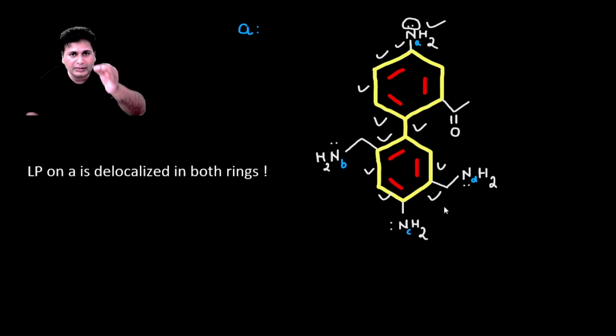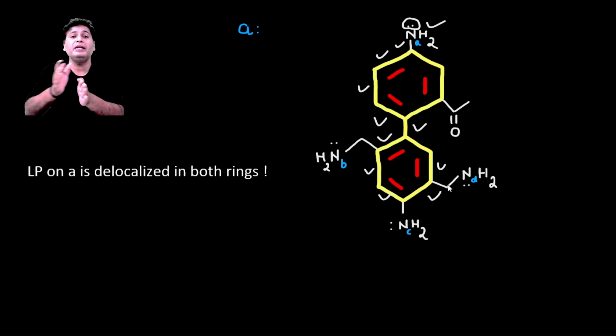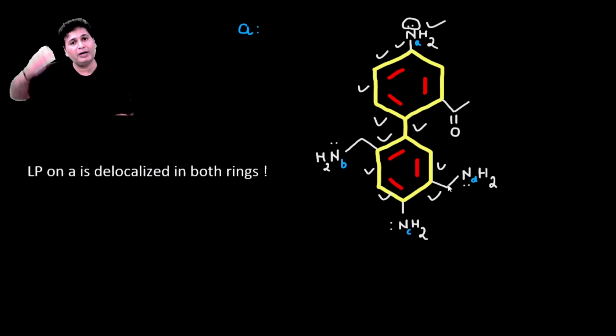In both the rings it is going to get delocalized, and therefore the availability of electrons on nitrogen number A will be badly affected. It will decrease because there are many resonating structures you can draw where you won't see the lone pair on nitrogen but on some different atoms. So the availability of electrons on nitrogen A is going to decrease, and therefore its basicity is also going to decrease.